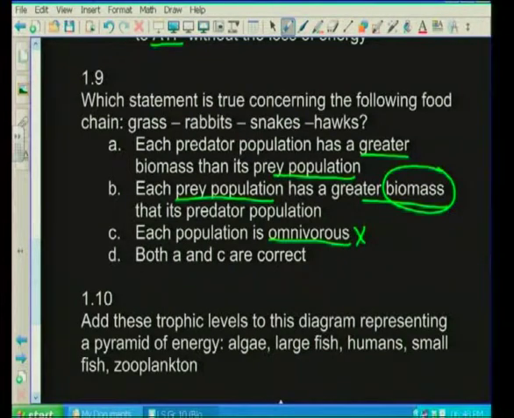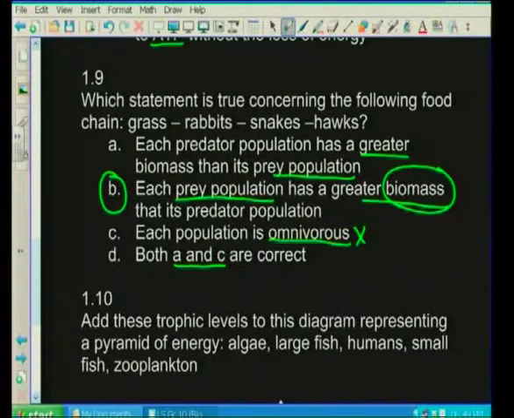Okay, so number C is completely wrong. Both A and C are wrong. Now, it can't be number D, because my choice is between A and B. Now, I would say that the prey population has a greater biomass, because the prey population comes before the predator in the food chain. So that's a link before, or a level before the predator. So it's definitely number B.